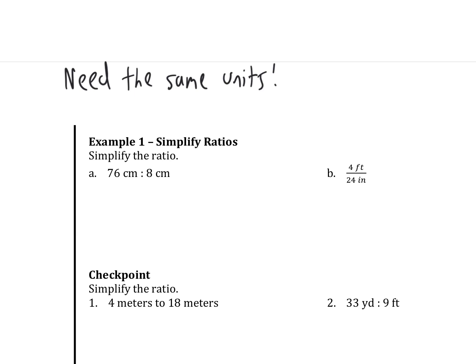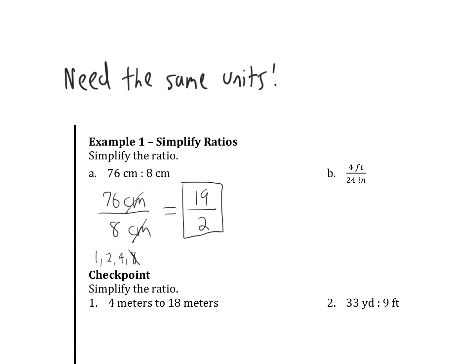So we're going to write this as a fraction now. The first number goes on top, so 76 centimeters over 8 centimeters. And we're just going to reduce this. The centimeters are going to cancel. We're just finding what the ratio is. What number goes into 76 and 8 nicely? Well, the factors of 8 are 1, 2, 4, and 8. 8 doesn't go into these numbers, but 4 does. 76 divided by 4 is 19, and 8 divided by 4 is 2. So the ratio of 76 centimeters to 8 centimeters is 19 to 2.